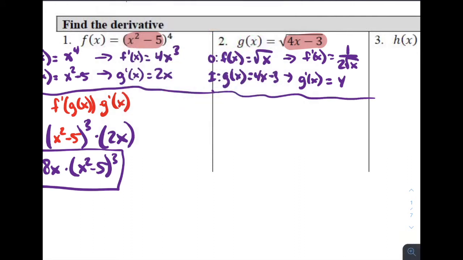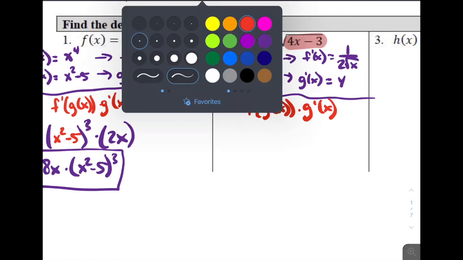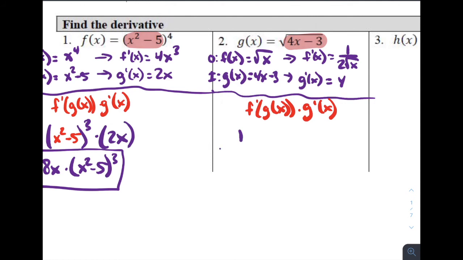Let's take a look. So again, we're going to do the f prime of g of x times g prime of x. F prime is going to be this 1 over 2 square root of x. So 1 over 2 square root of, again, the input for the f prime function needs to be g of x. So instead of the x right here, I'm going to plug in the whole g of x function, which is 4x minus 3.